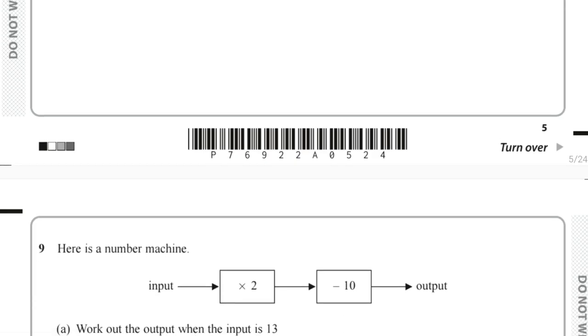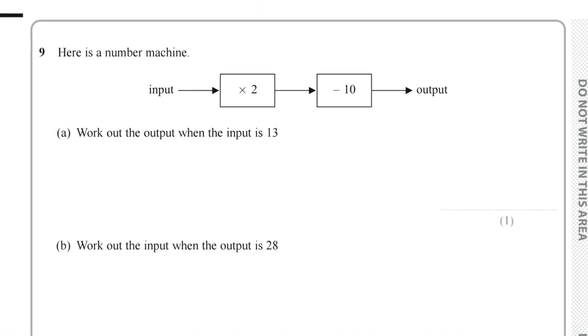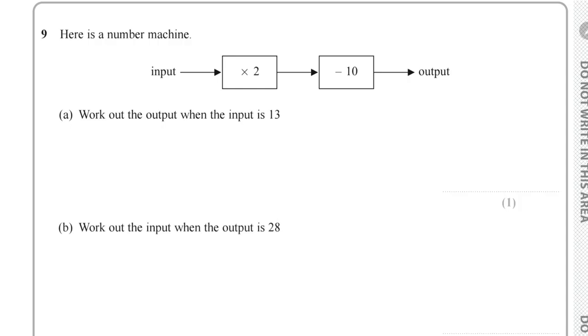So let's move to the next question, which is question 9. So this is equally a very simple question. We have an arrangement and we're asked to work out the output when the input is 13. So meaning you have 13 here, 13 is being inputted, so it's going to be 13 multiplied by 2, and then whatever you get, you subtract 10 from it, right? So this is going to be 26, then minus 10, and the answer is 16.